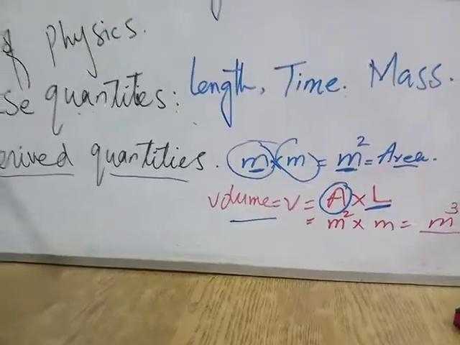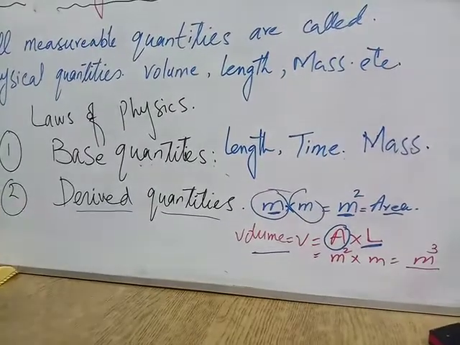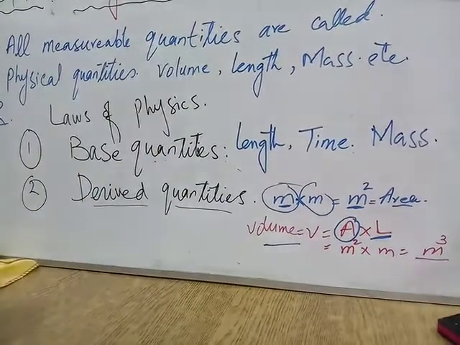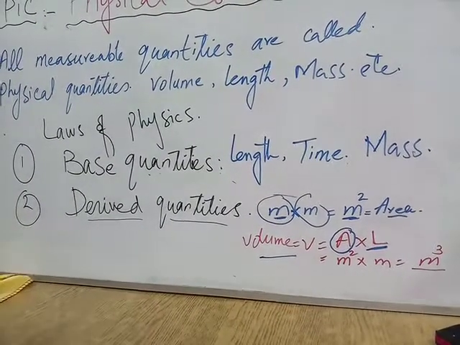So these are the two types of physical quantities. Physical quantities are those quantities which are measurable, and with the help of these 7 quantities, we derive the other quantities in physics.